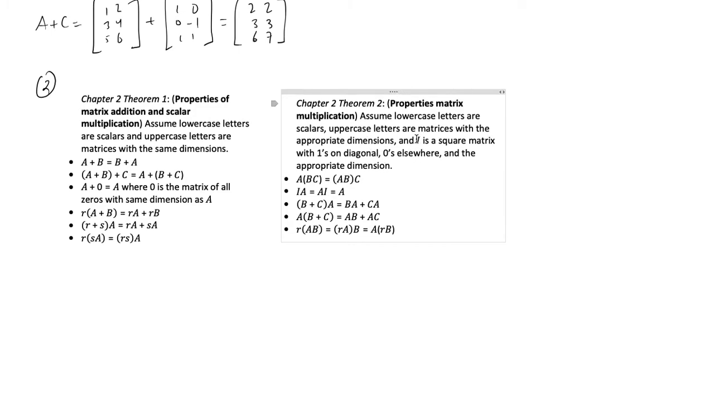And whenever you see the I here, this I is the square matrix, named the identity matrix, of ones on the diagonal and zeros everywhere else. I is this identity matrix. The 2 by 2 variant is this one, 3 by 3, this one, and so on. And it's always a square matrix.